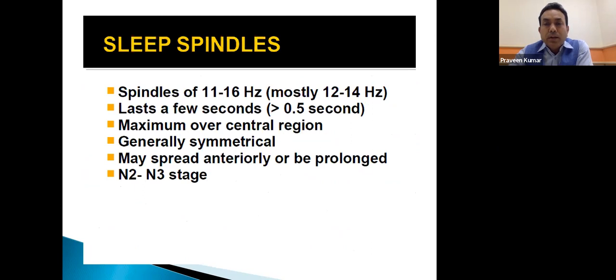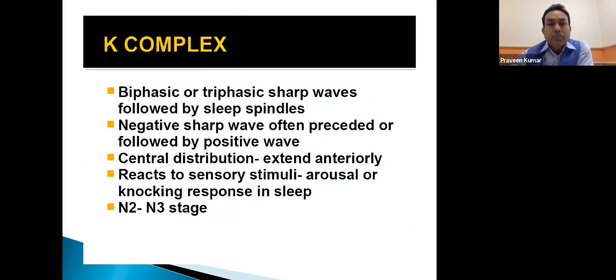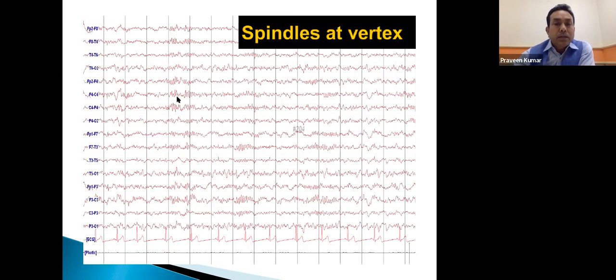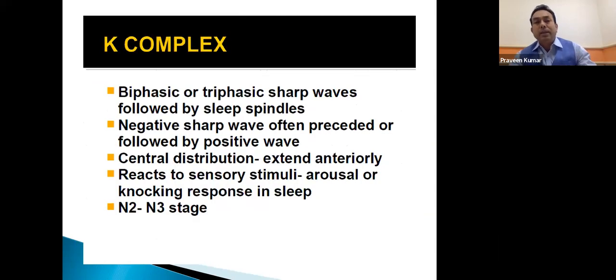After the vertex waves, in stage two you get the spindles. As the name says, they are spindle-like activity of 11 to 16 hertz, also seen over the center location. These are the spindle-like waves. We'll see a couple more slides of those. They are almost around 13 to 14 hertz waves, and are more seen over the center location, C4, C3, P3, those locations. So they are the normal waves of sleep.